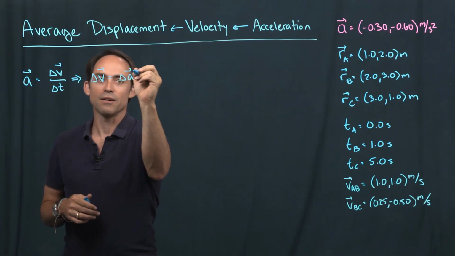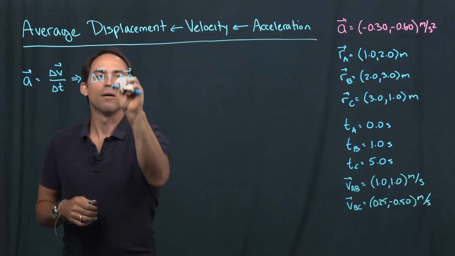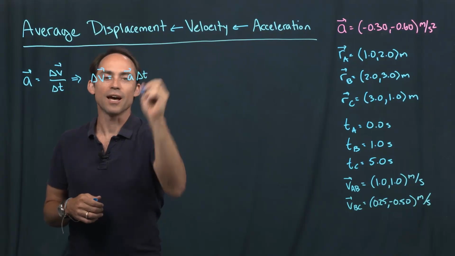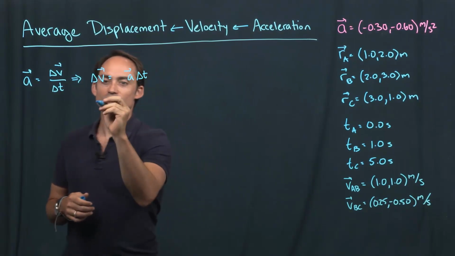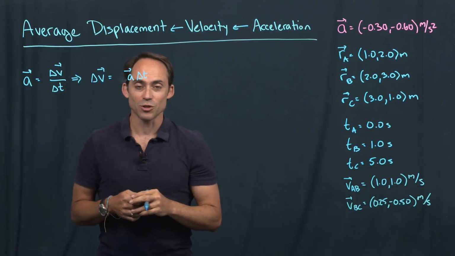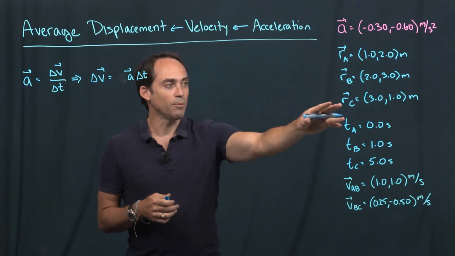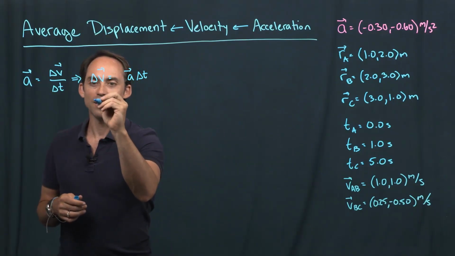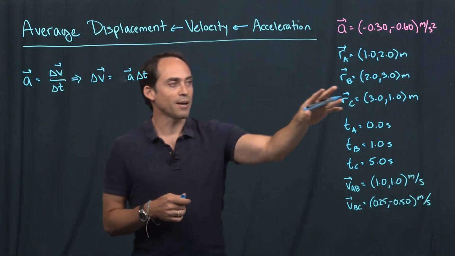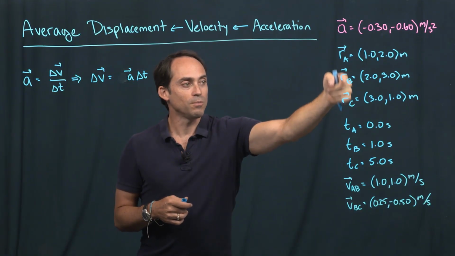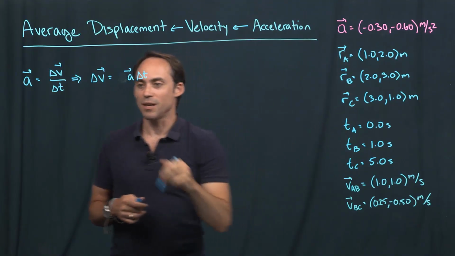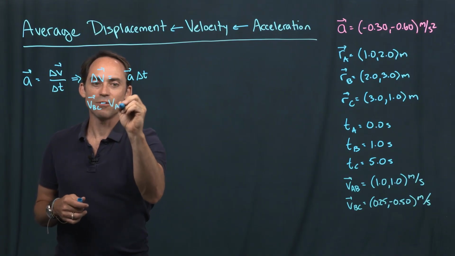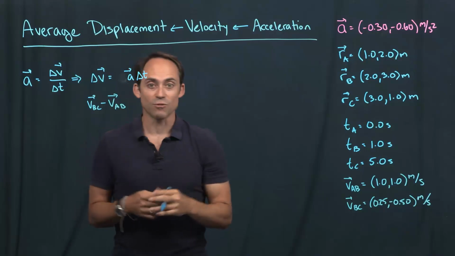Delta V is A times the change in time. And delta V is just the difference in the velocities between two different positions. So if we look at our difference in velocity between points B and C, let's take a step back. If we look at the velocity difference between the motion from B to C versus that between A and B, this change in velocity is just VBC minus VAB, our change in velocity.